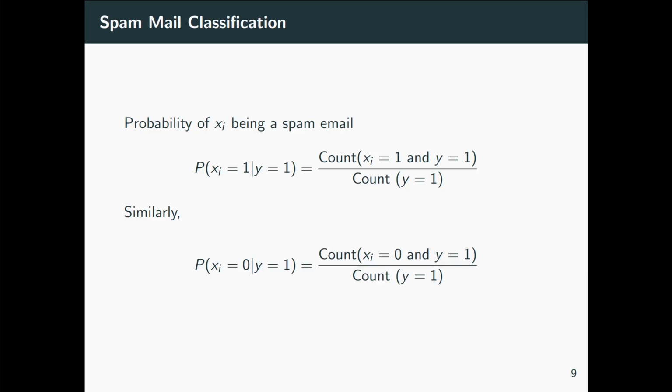So if we come to the spam email classification problem, we now know that y can be either 0 or 1, where y equal to 1 indicates a spam email and y equal to 0 indicates not spam. And each of the individual xi's, we created a binary vector of length n. The whole beauty of naive Bayes is that it just boils down to such simple calculations.